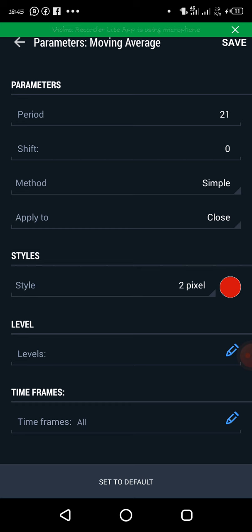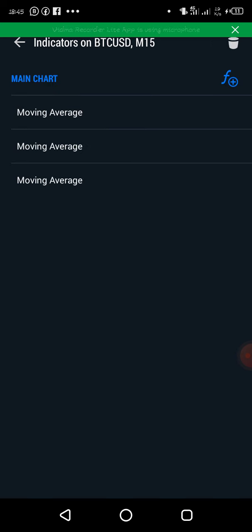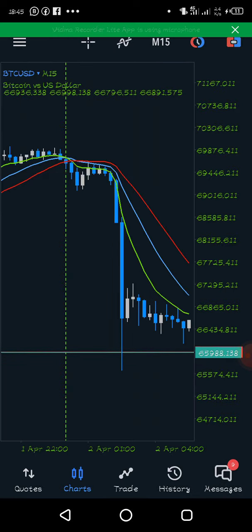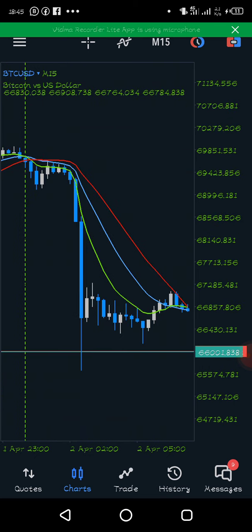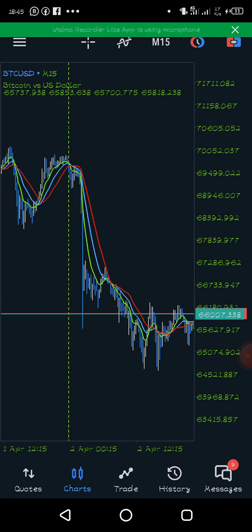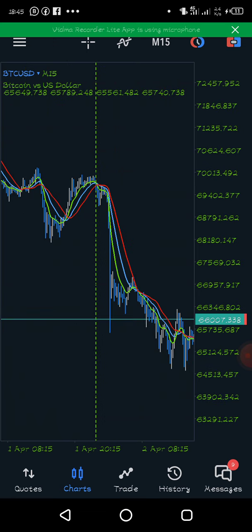As you can see, these moving averages are taken from different calculations. It's not all EMA, it is not all simple, neither is it all linear. It came from three different calculations, and from there we are able to get our good and right signals to take.